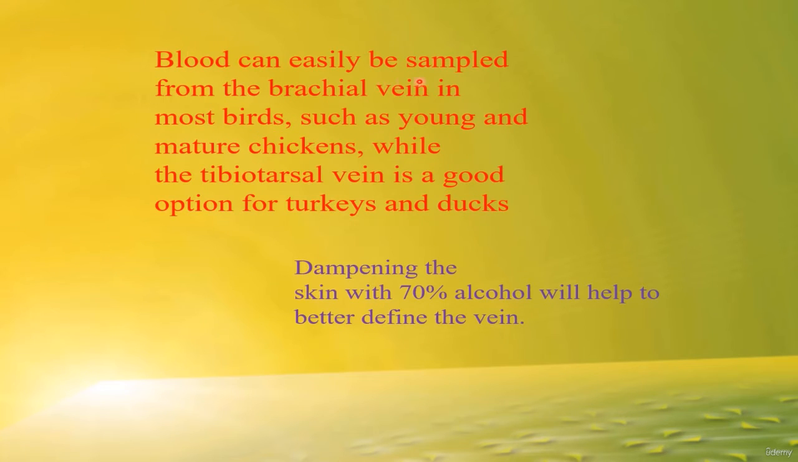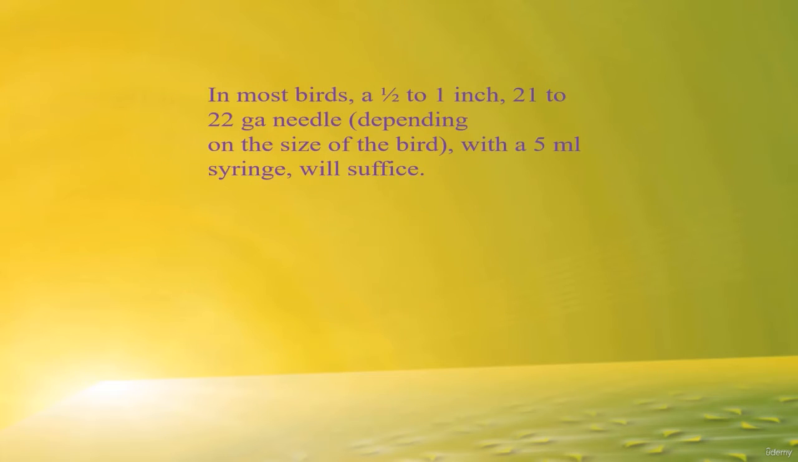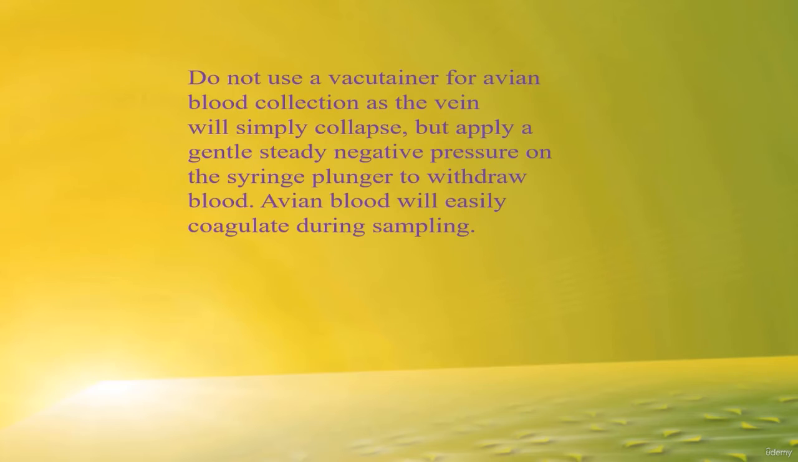Blood can easily be sampled from the brachial vein in most birds, such as young and mature chicken, while the tibiotarsal vein is a good option for turkey and ducks. Dampening the skin with 70% alcohol will help to better define the vein. In most birds, a half to 1 inch 21 to 22 gauge needle, depending on the size of the bird, with a 5 ml syringe will be sufficient.